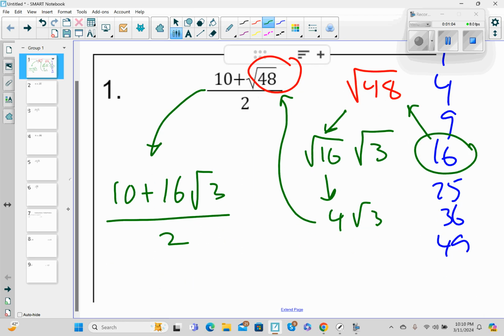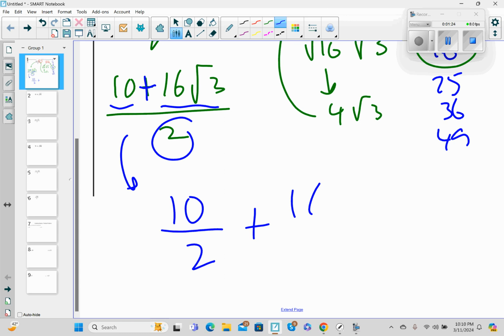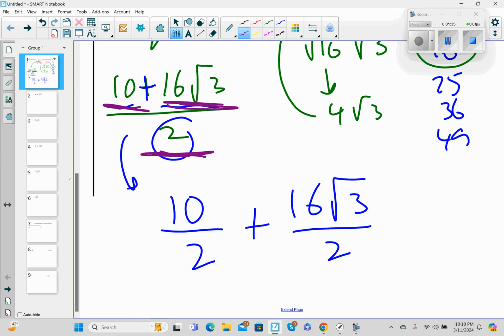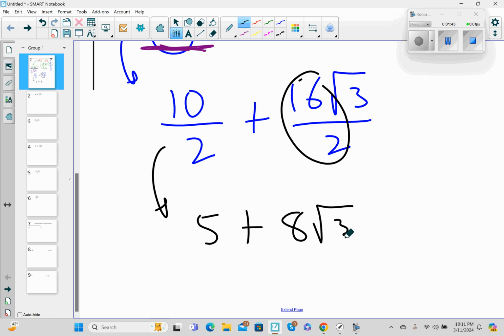Okay, and this is the part that people found confusing. There's a plus sign here. You can't add that 10 and 16 because the 16 is attached to a square root of 3 and the 10 isn't. So you can't combine them. What we can do, though, is take this 2 on the bottom and make this 10 over 2 plus 16 square root 3 over 2. So I'm taking this 2 and dividing it into the 10 and into this term. And then you just finish off. For example, 10 divided by 2 is 5, and 16 divided by 2 is 8 square root of 3.